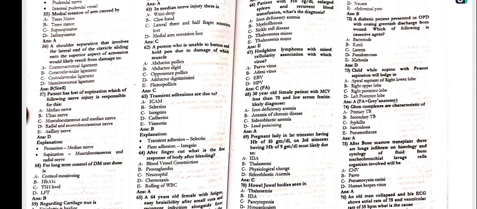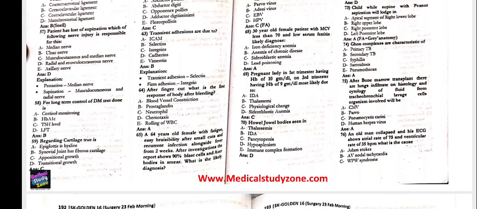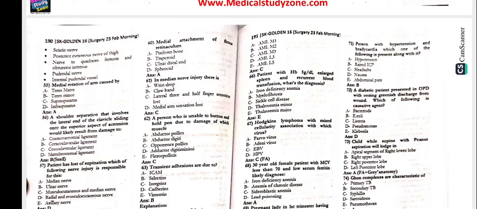57. Patient has loss of supination. Which of the following nerve injury is responsible for this? That is radial and the musculocutaneous nerve. 58. For long-term control of diabetes mellitus, test done is HbA1c. 59. Regarding cartilage, true is appositional growth. 60. Medial attachment of the flexor retinaculum is the pisiform bone.